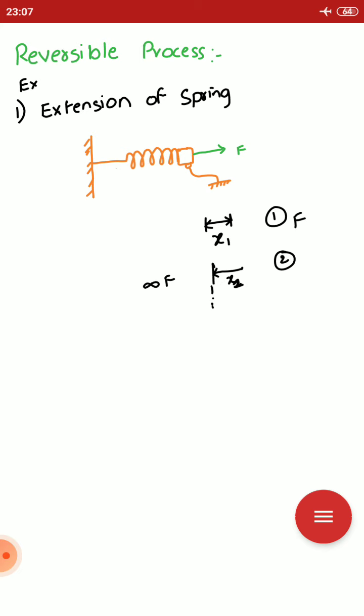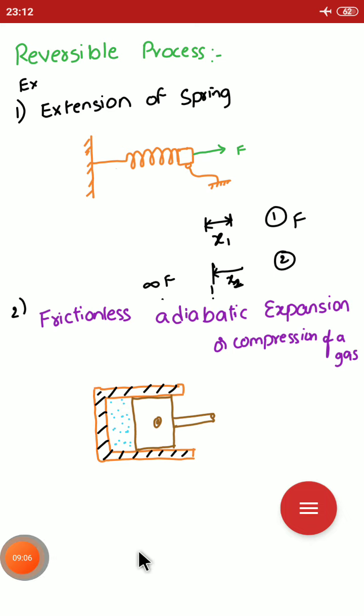The next example is the frictionless adiabatic compression and expansion of the gas. Second example is the frictionless adiabatic expansion and compression of the gas. This is the adiabatic wall. This is the piston cylinder arrangement. Inside is the gas. First, a small amount of force is applied on the piston. Initially the gas molecule force and the piston are in a position of equilibrium.